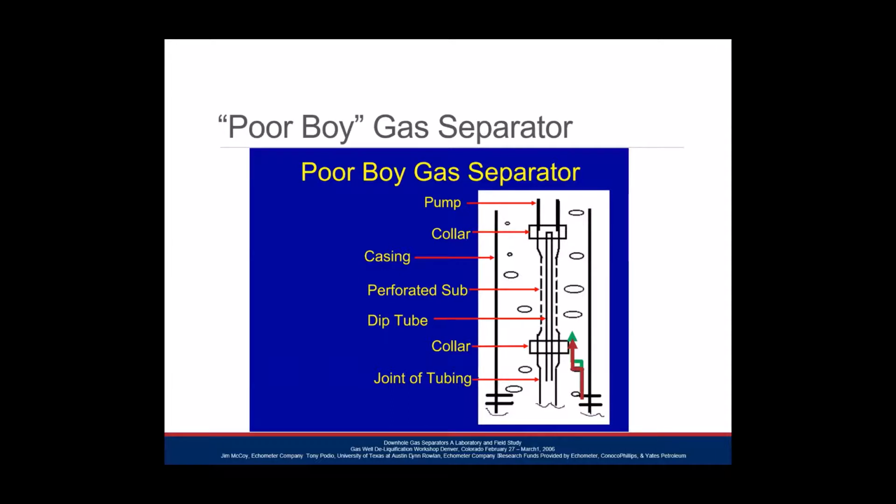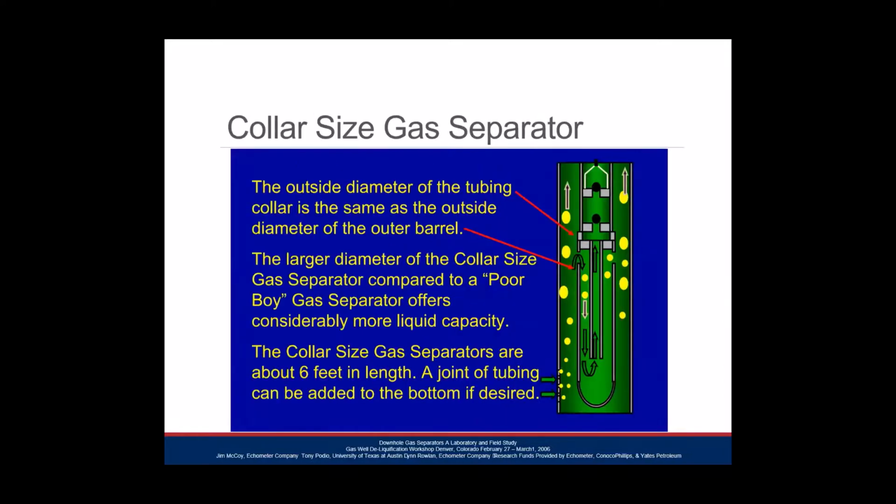So again, with the conventional separator, perforated sub, gas is produced, liquid is pulled in, gas escapes, and we're looking for the area between the perforated sub and the tubing and that dip tube, because that will give us a certain area, and we're concerned about how much area we're creating. So I think of it like a donut. We're trying to calculate the donut area between the dip tube and the gas separator. So with a pour boy, it was small. With a collar size, essentially it's a thinner piece of metal, the same OD as a collar. So essentially we have a little bit bigger donut area.